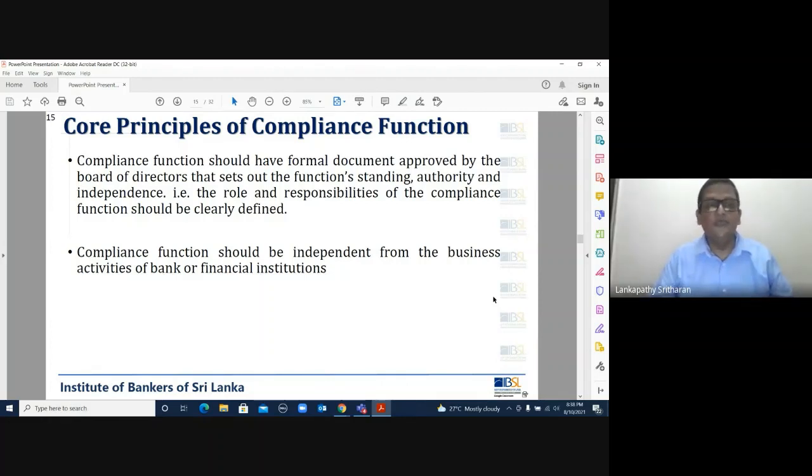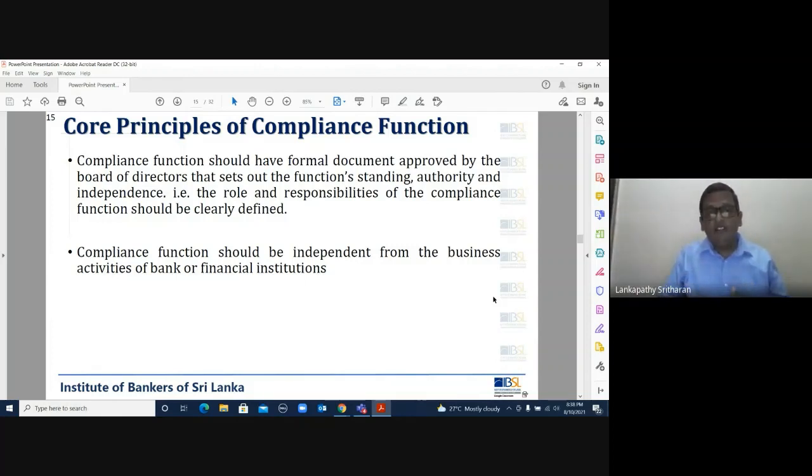Let's assume. Okay, and from the accounting department, accounts department, or finance department, there may be several returns that have to go to the central bank. Returns means reports from time to time: weekly, monthly, quarterly, biannually, annually. Okay.